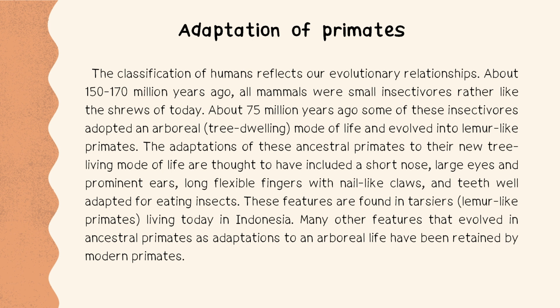The adaptations of these ancestral primates to their new tree-living mode of life are thought to have included a short nose, large eyes, and prominent ears, long flexible fingers with nail-like claws, and teeth well adapted for eating insects. These features are found in tarsiers living today in Indonesia. Many other features that evolved in ancestral primates as adaptations to an arboreal life have been retained by modern primates.